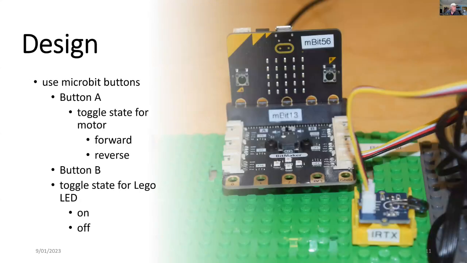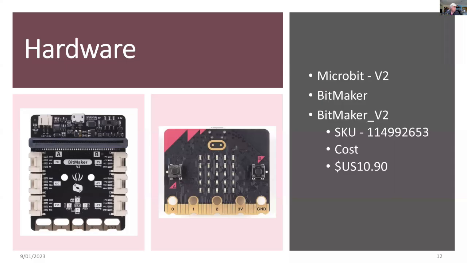So on this design, I'm using a micro:bit, and button A toggles the state of the motor. So it's either in the forward or the reverse direction, and button B controls the state of the Lego LED. It'll either be on or off. And if I want to turn everything off, I just press buttons A and B together.